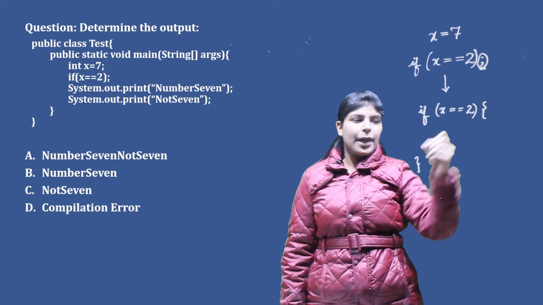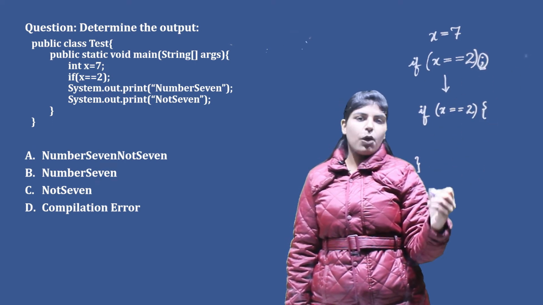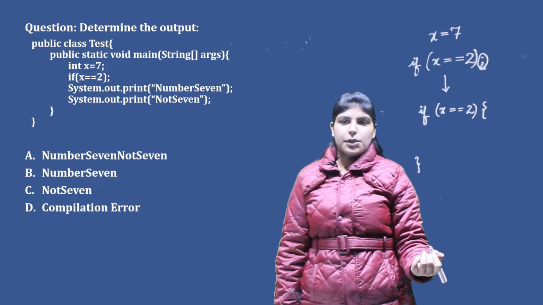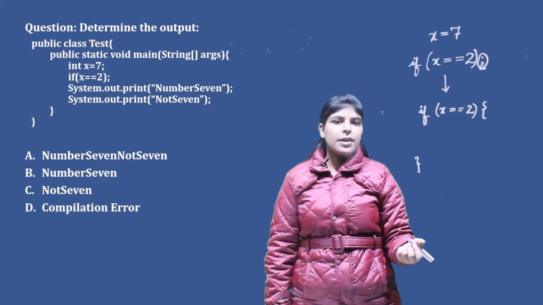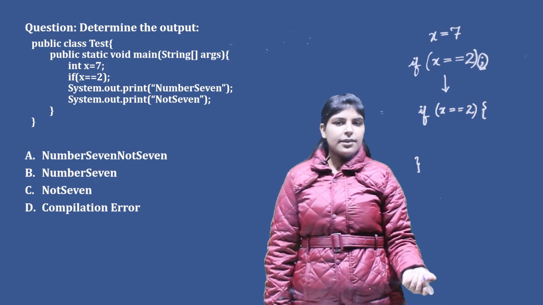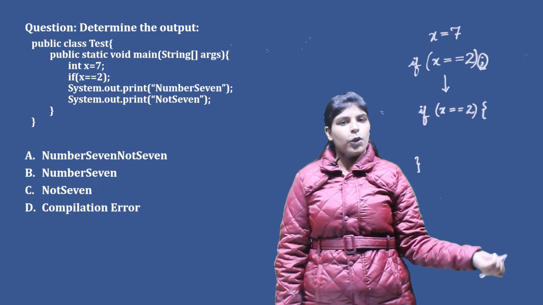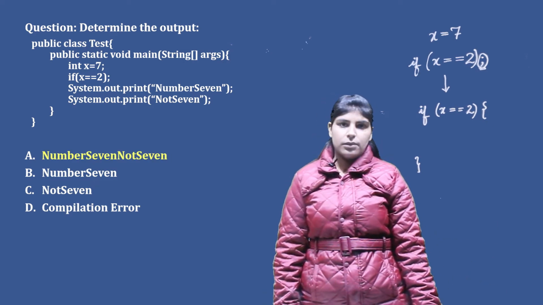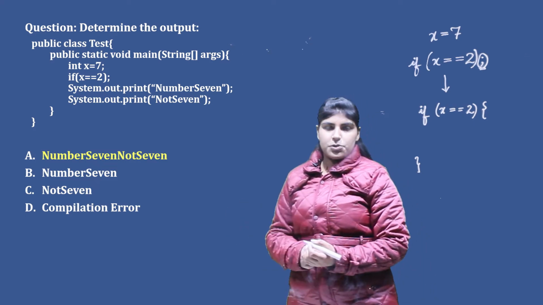So it is similar to an empty if block. So there is no if block, I will come out of the if block and all the statements below if will be executed. So the statement below if, number 7, will be printed on screen. Then there is the next statement, dot 7, it will also be printed on screen. So the output will be number 7, not 7. So A is the correct option.